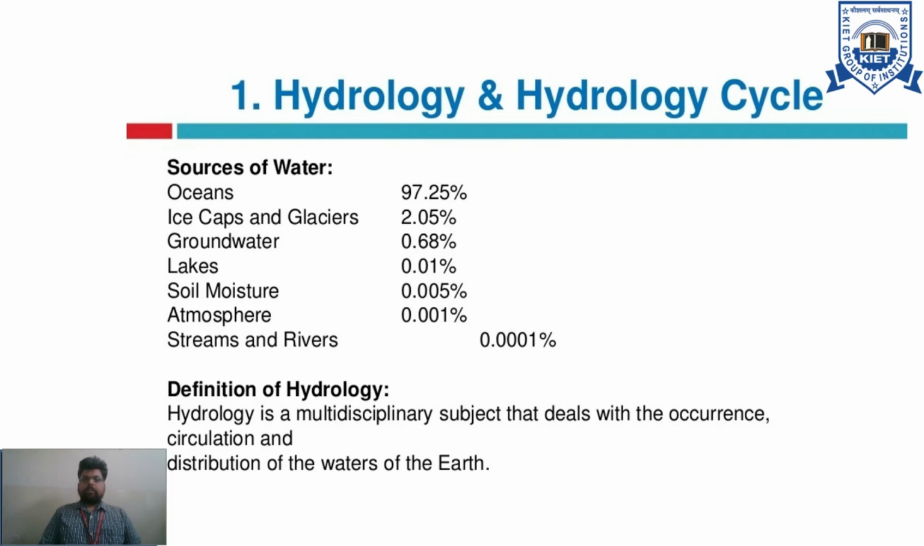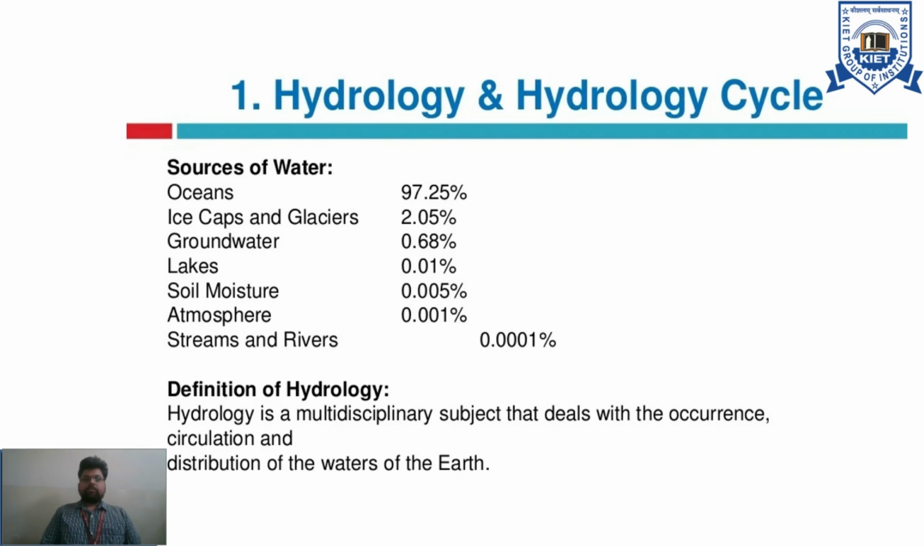Morning all. Today's topic is hydrology and the hydrologic cycle. Hydrology is a combination of basically two words, hydro plus logy. Hydro means water and logy means science. So including these two words, hydrology is the science of water occurrence and recurrence on the surface and below the surface.